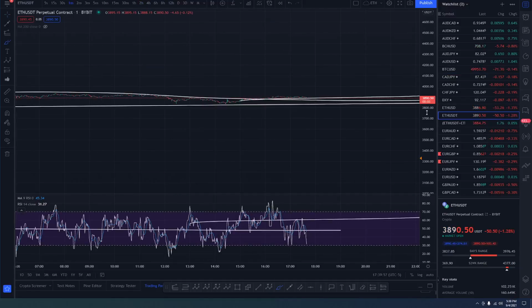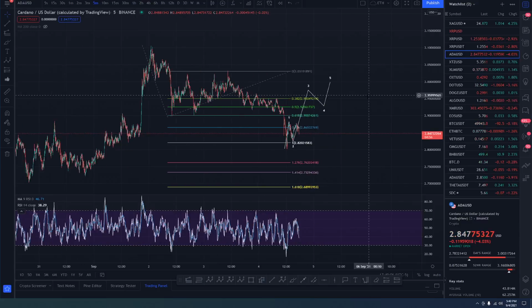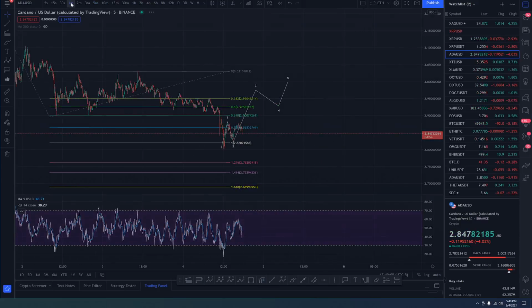Look on some other charts here. Ethereum looks good. It's fine. ADA looks all right too.